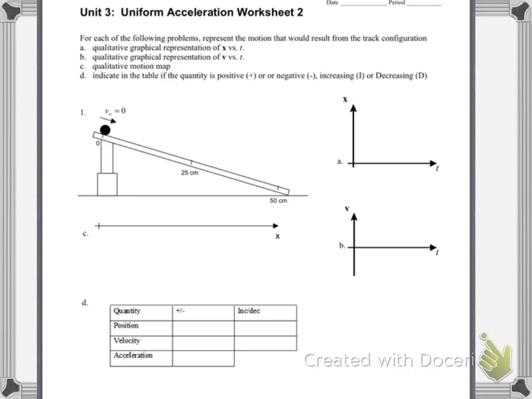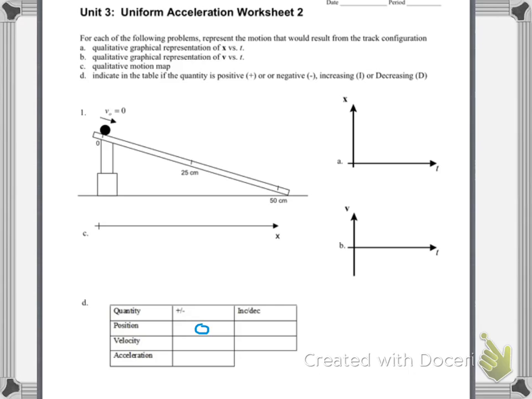So we want qualitative graphs of your position versus time, velocity versus time, and a motion map, and then indicating whether the quantity is positive, negative, increasing, or decreasing. For this first problem, we start with an initial position of 0. So we'll call that 0 down here. And the object will be moving to the right from 0 to 50 centimeters.